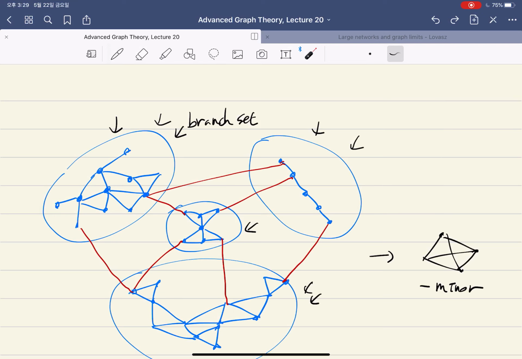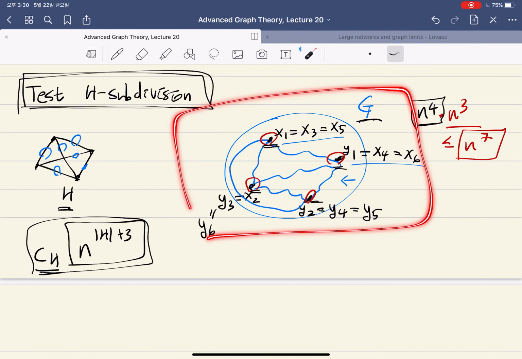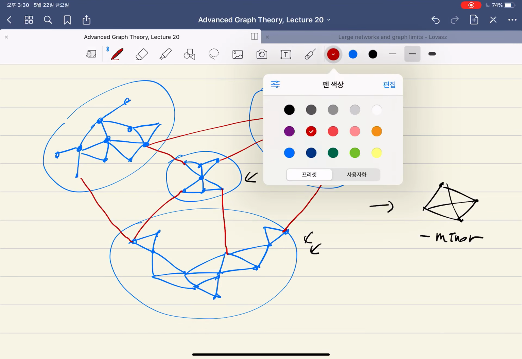So that's the problem of directly applying the idea of finding this subdivision. This wouldn't yield a polynomial time algorithm. But what we do instead is use this idea.